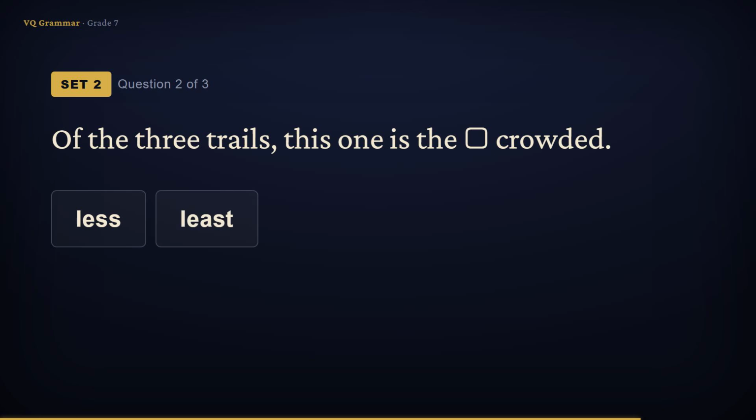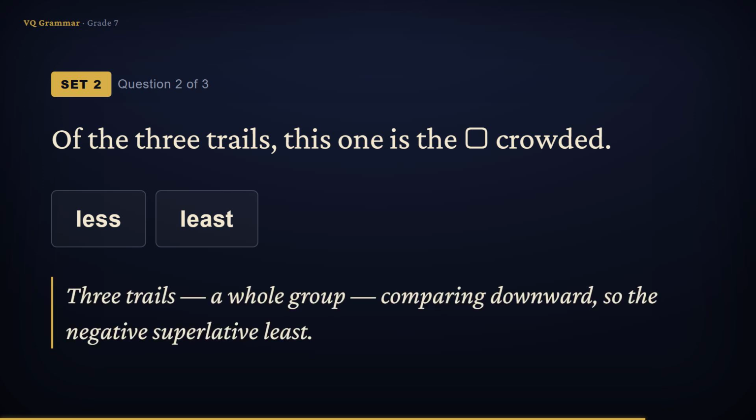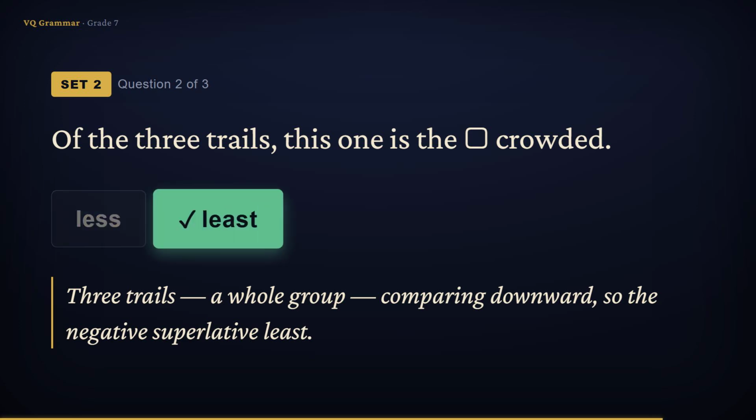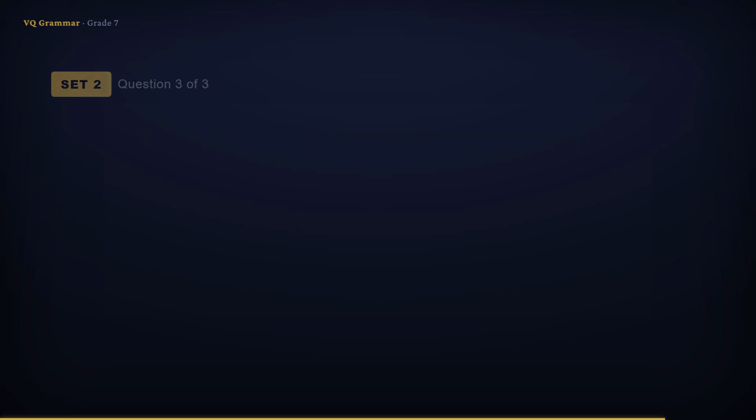Of the 3 trails, this one is the blank crowded. Notice we're comparing 3 trails, a whole group, and we're going in the downward direction. Downward plus a whole group calls for the negative superlative, which is least. So the answer is least.